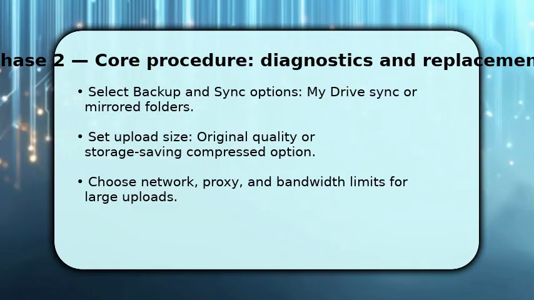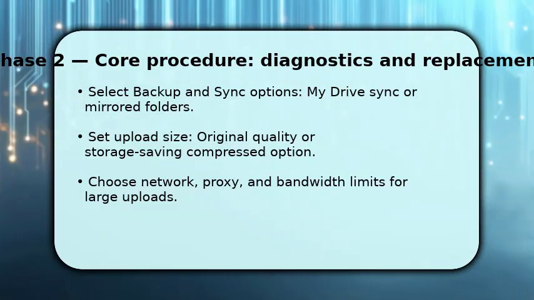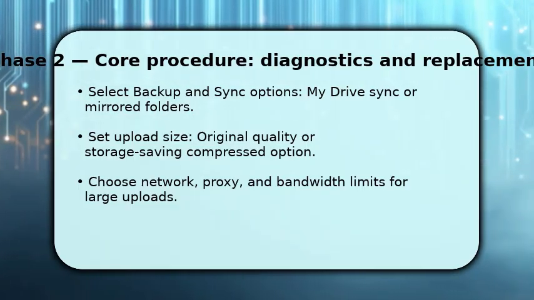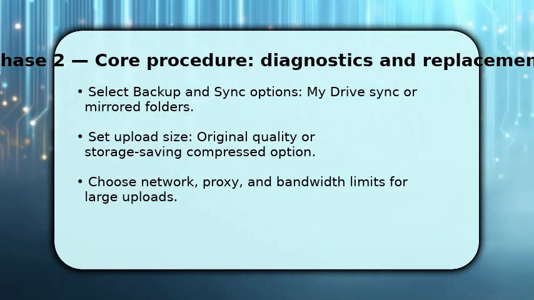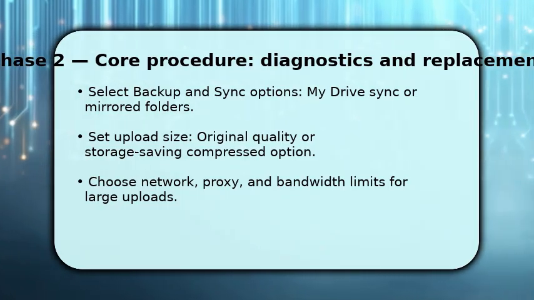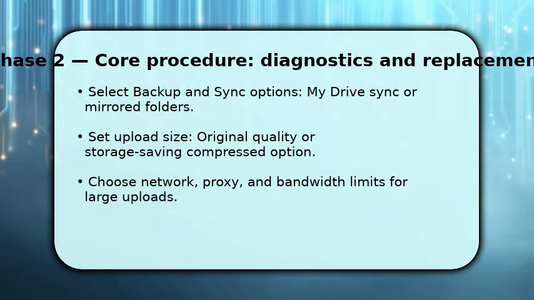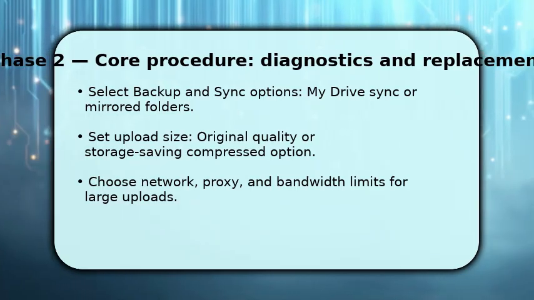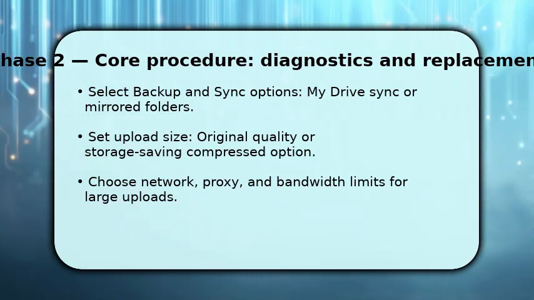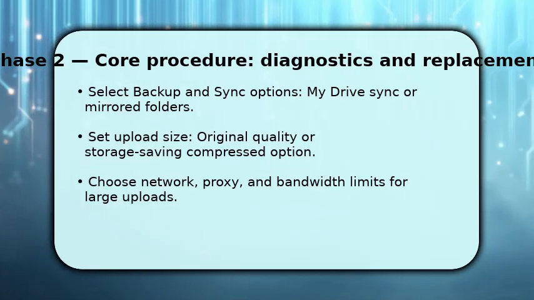Now configure how syncing works and why those choices matter. In Drive for desktop, pick whether to stream files or mirror My Drive. Streaming saves local space, mirroring keeps offline copies. Then set Upload Preferences. Original quality preserves full resolution, while compressed saves storage.